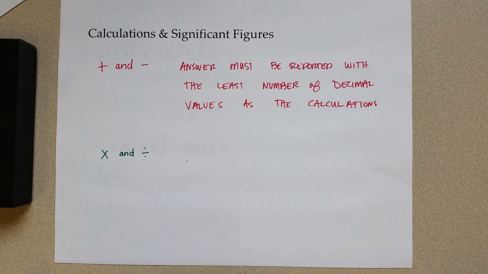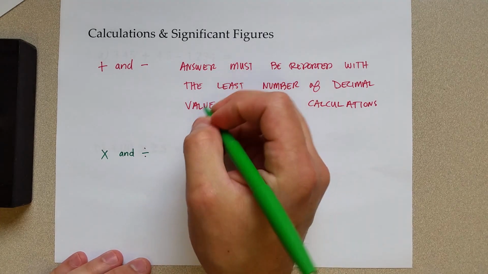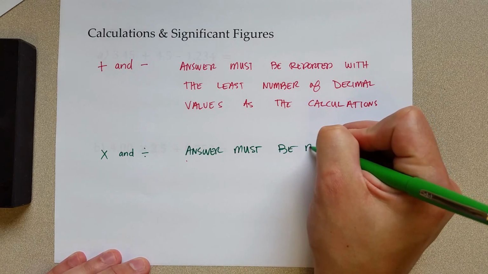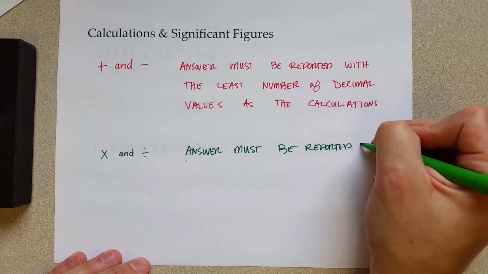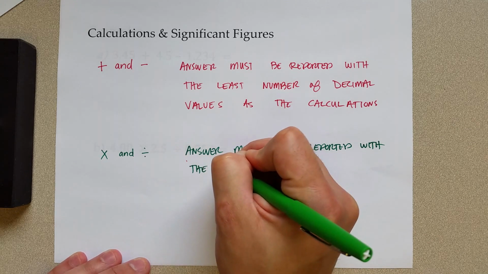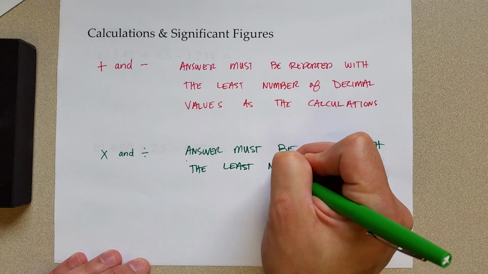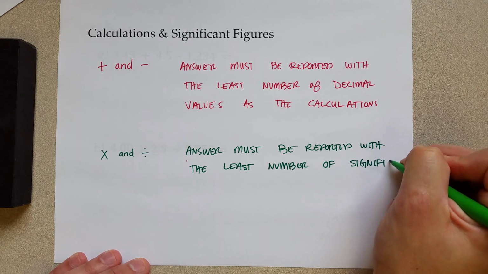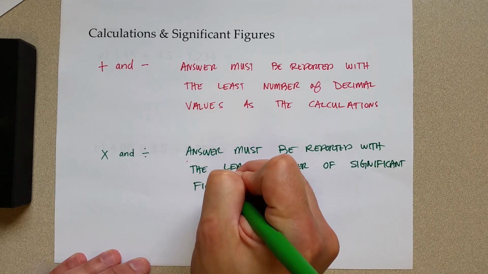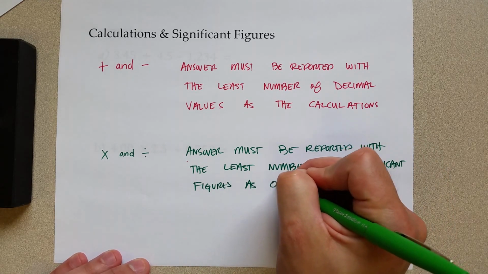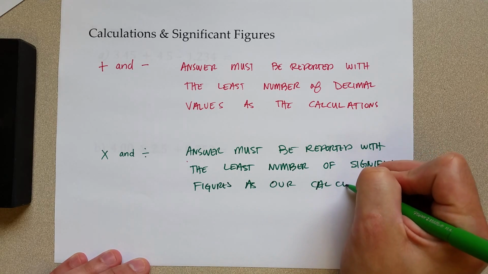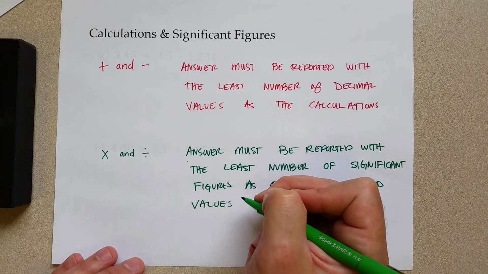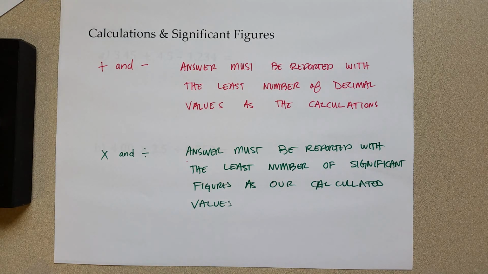Okay, for multiplication and division, the rule is very similar to adding and subtracting, in that the answer must be reported with the least number of significant figures as our calculations, or calculated values would be better. Okay, let's see this in practice.